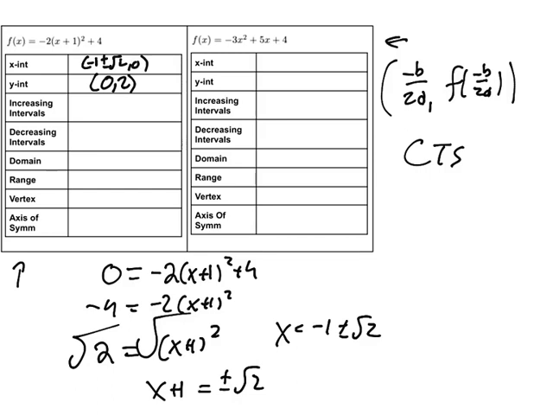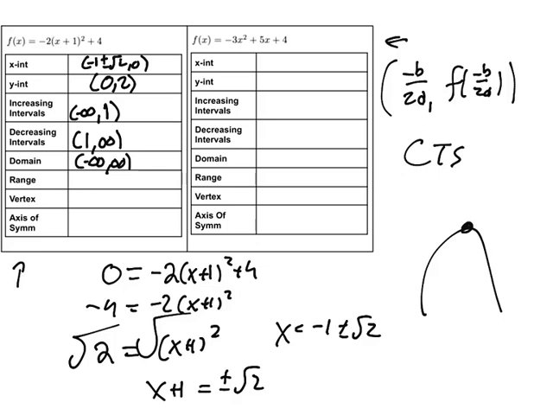Increasing intervals for this, if you remember parabolas, this one has a vertex up right there. That's where it changes from increasing to decreasing, and this parabola opens down. So it actually increases from negative infinity all the way up to the h value, and it decreases from the h value up to positive infinity. Domain, because it's a polynomial, is negative infinity to positive infinity.